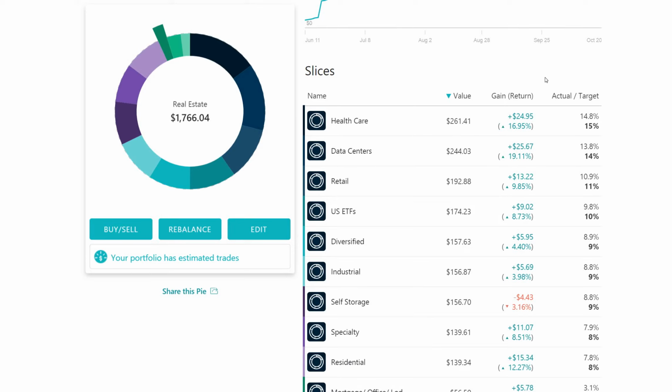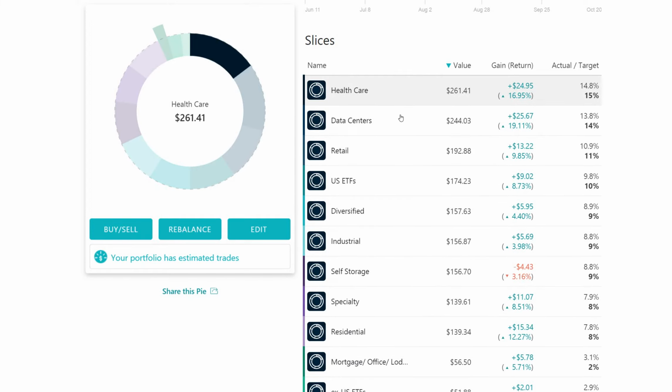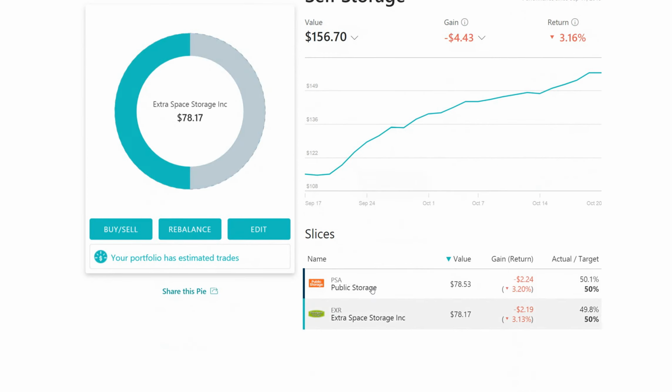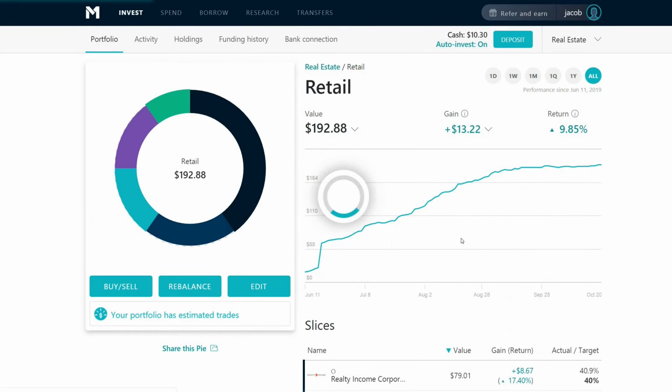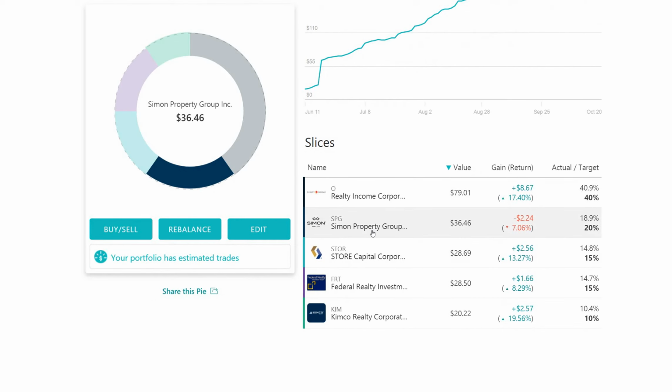And I've broken my portfolio down by sector. So you got healthcare, data centers, retail, a slice for ETFs, diversified sector, industrial, self-storage. For example, the self-storage here we got PSA with Public Storage. With real estate, we have Simon Properties. It's been beaten up pretty bad. I'm actually a fan of Simon Property.